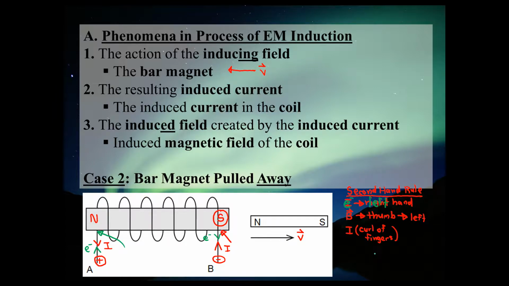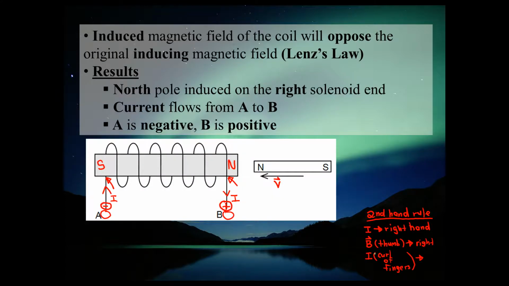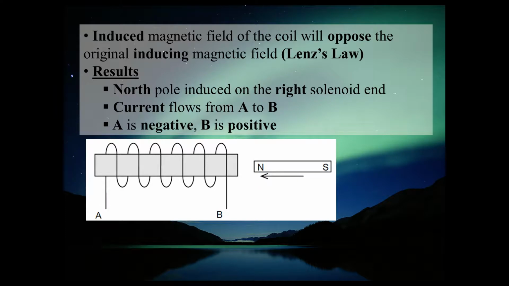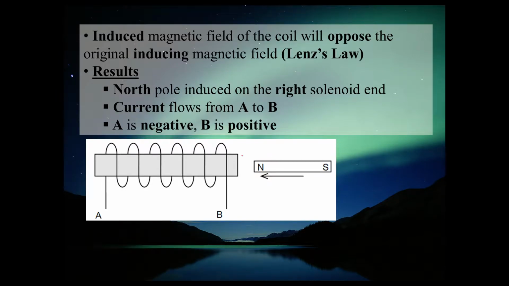Now, before I move on, I just want to talk about why this happens. Why is it that when you have this bar magnet either move towards or away from the solenoid that your motion is always opposed? Okay, so let's go back to, let's just do this picture. And I'm just going to erase everything. Okay, so let's say that I bring this bar magnet close to this solenoid.